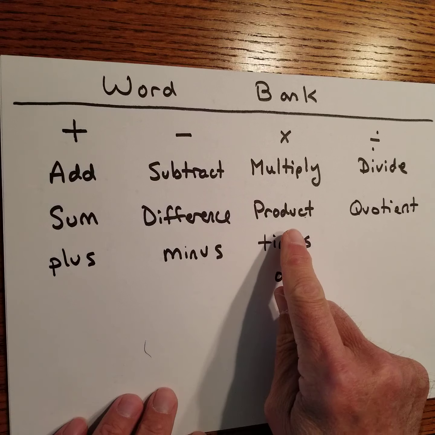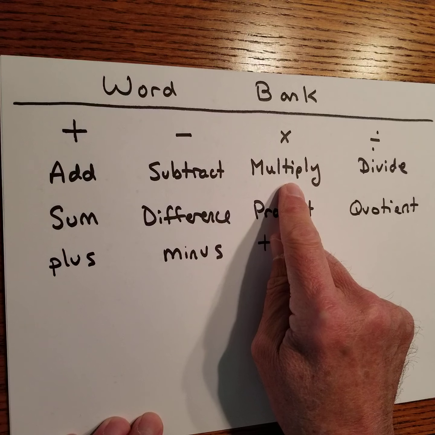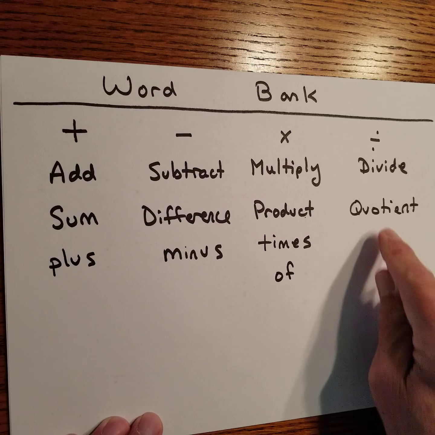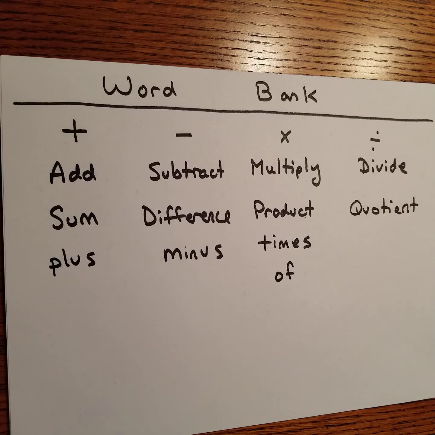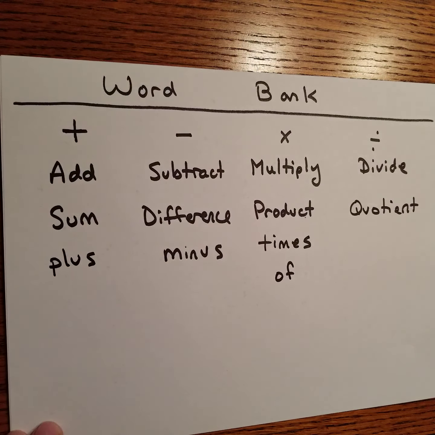When we see the word product, we immediately think multiply. When we see the word minus, we know to subtract. Quotient tells us to divide. Plus means to add. These words we need to become very comfortable with, and we might add to this list as we work through today's work.